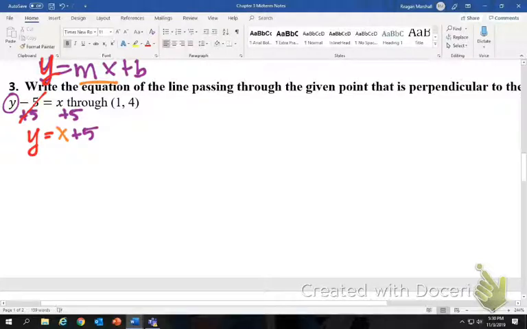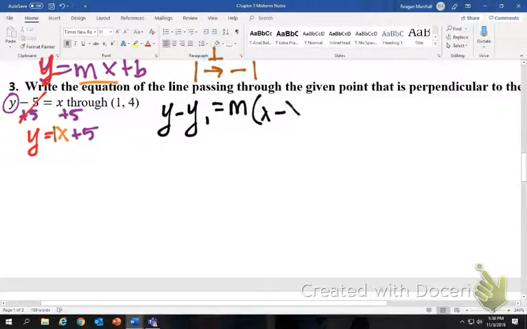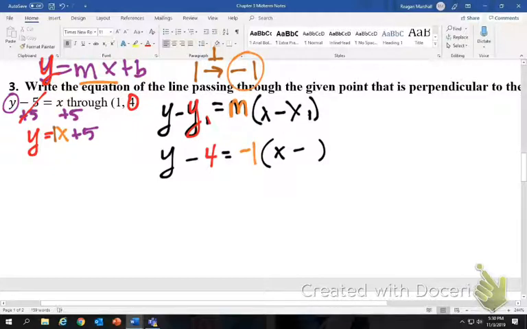So we need to find out what the old slope is. The old slope is in front of the letter x, which is a 1. So perpendicular to 1 would be opposite sign, so instead of positive, it's negative, and then the reciprocal is 1. So we're going to plug in y minus y1 equals m times x minus x1. So we're going to plug in the y that they gave us, which is 4. Plug in my perpendicular slope, which is -1. Then plug in x, which is 1.